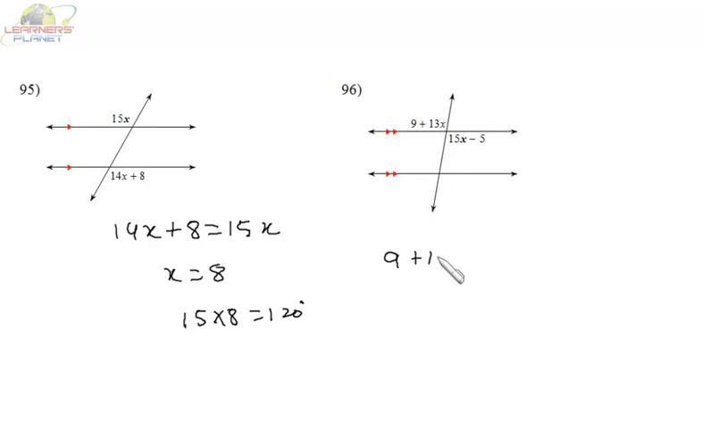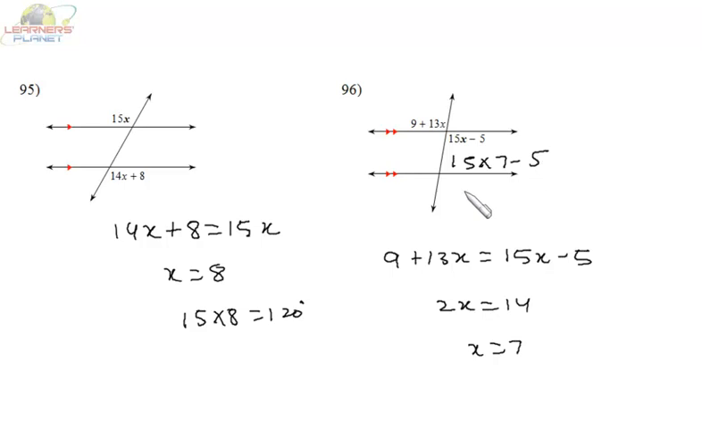In this case, both of them are vertical opposite angles, so both of them will be same. So 9 plus 13x is equal to 15x minus 5. So 2x is 14, so x is equal to 7. Okay. Now in this case we have to find out the value of this angle. So it is 15 into 7 minus 5. So it's 105 minus 5, that means 100 degree. Clear?